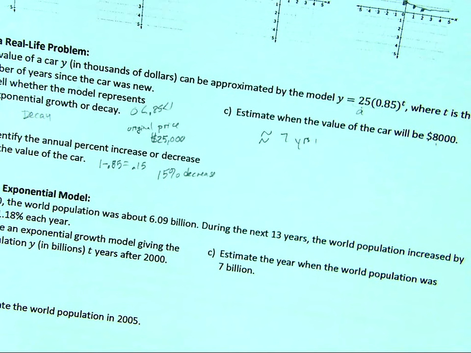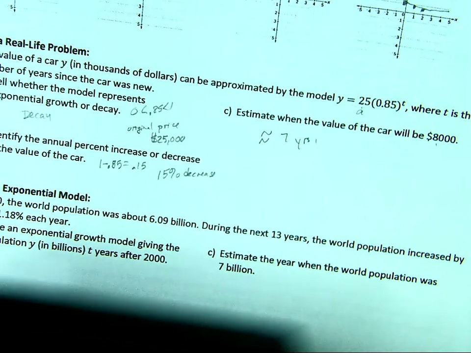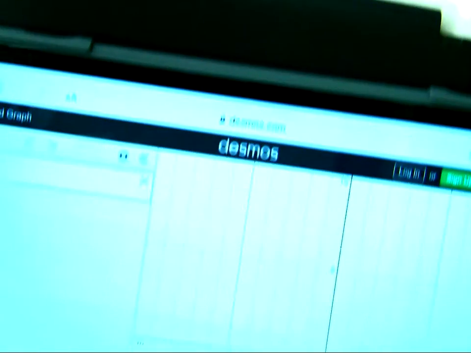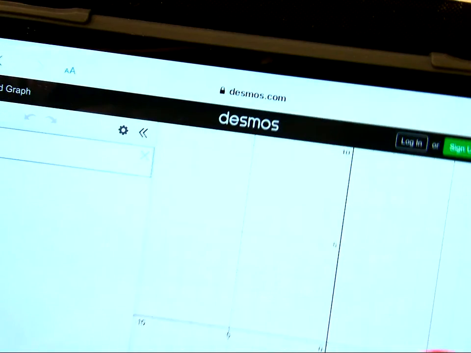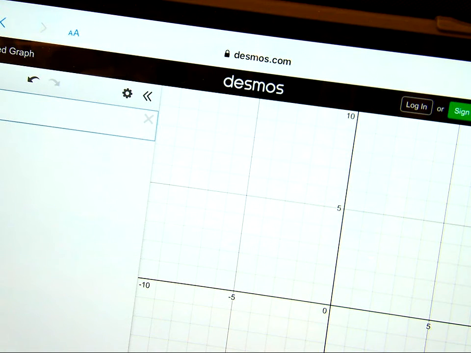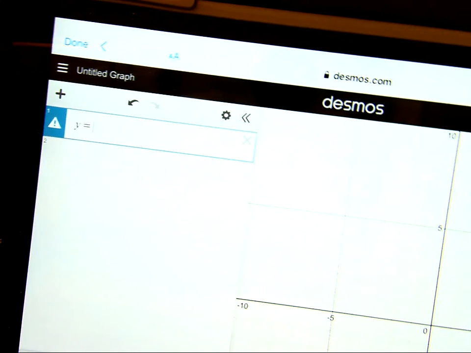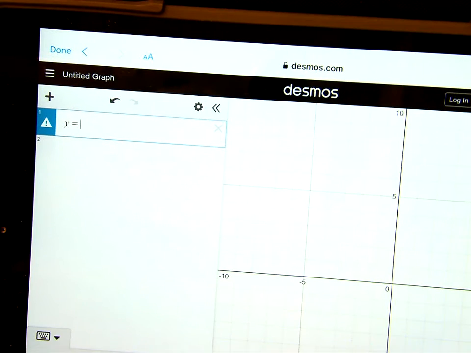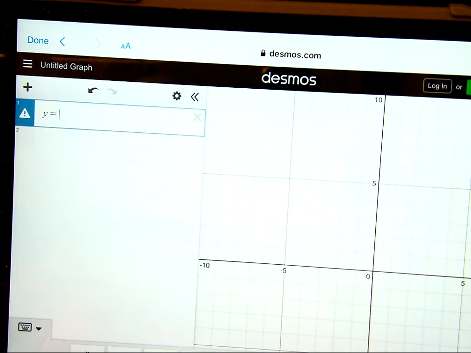I don't use this Desmos calculator much, but let me see if I can show you on the Desmos calculator. It's almost easier on the Desmos calculator. So on the Desmos calculator, we're going to enter that in. If we enter in that same one, y equals, now I need 25.